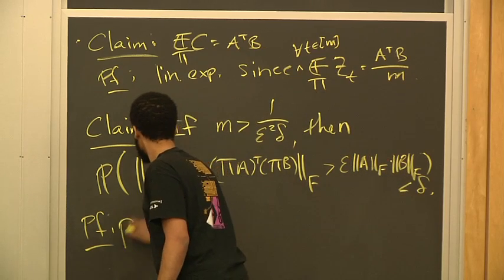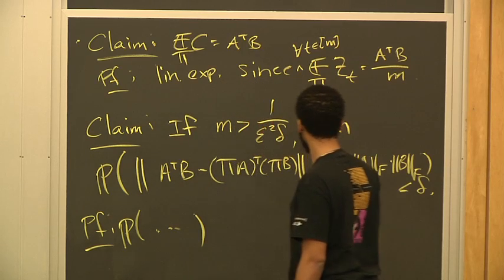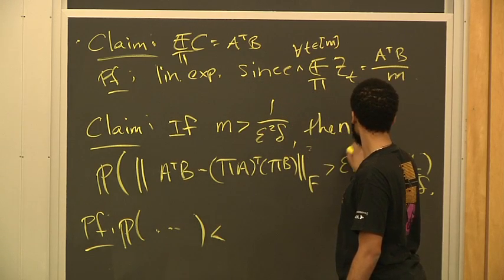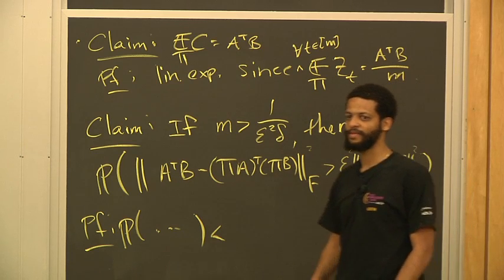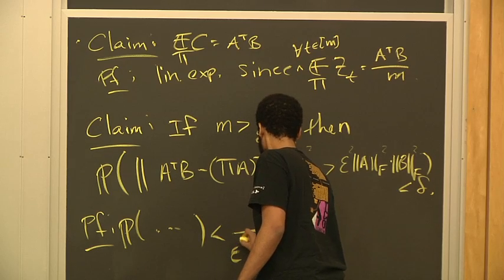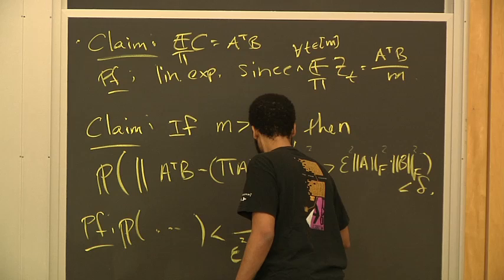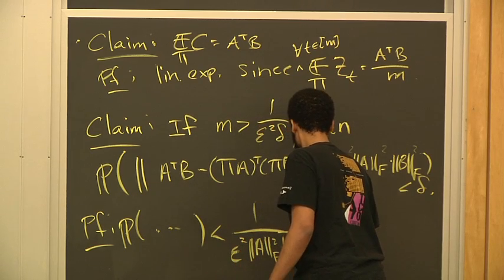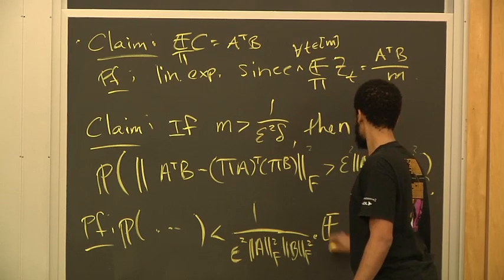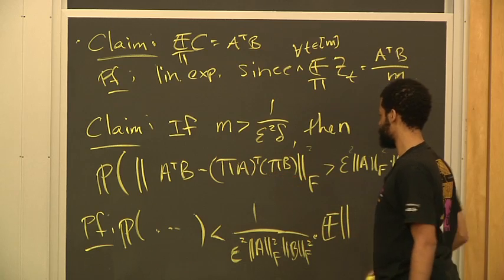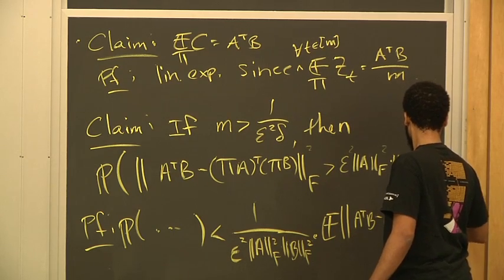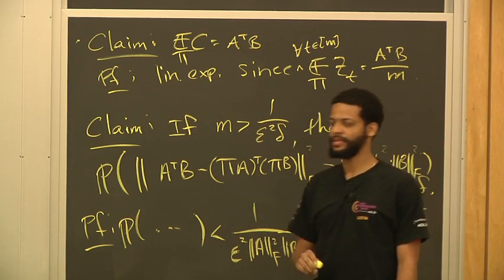Well, we know that this probability is, by Markov's inequality, after first squaring both sides, at most 1 over epsilon squared times the Frobenius norm squared of A times the Frobenius norm squared of B times the expectation of this Frobenius norm squared. This is Markov.